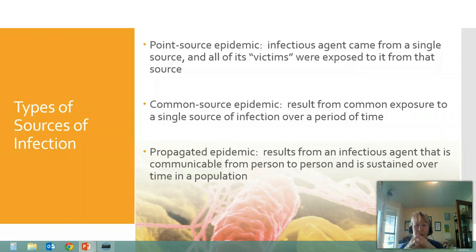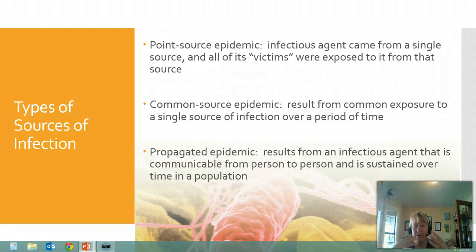So this can then spread through a propagated infection. If patient zero spreads to 10 people and those 10 people spread to 10 people, that's how we get to a propagated epidemic. So you see how point source epidemic and propagated epidemic work together.